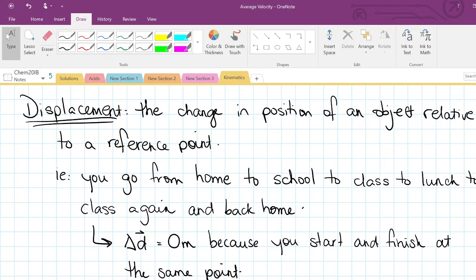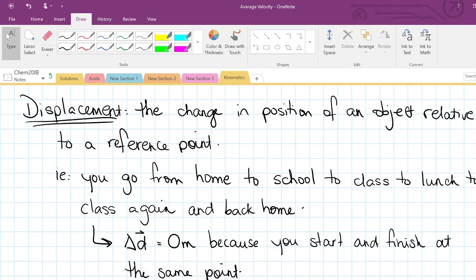That's my total distance, right? That's the spacing that I've accumulated from home to school to class to lunch to class again and then back home. If I'm talking about displacement and I'm looking at, with respect to my home, how much have I removed myself? Well, in that case, my displacement is 0 because I started at my house.